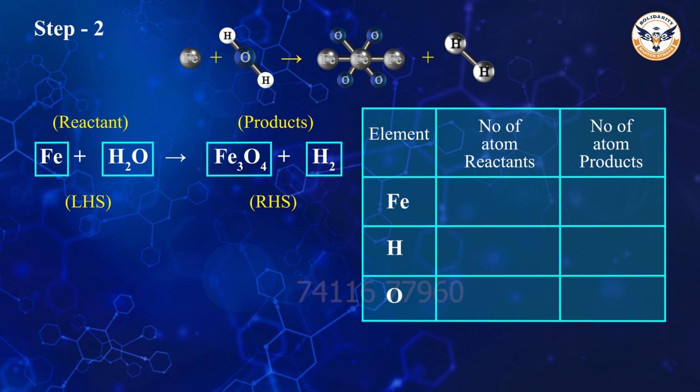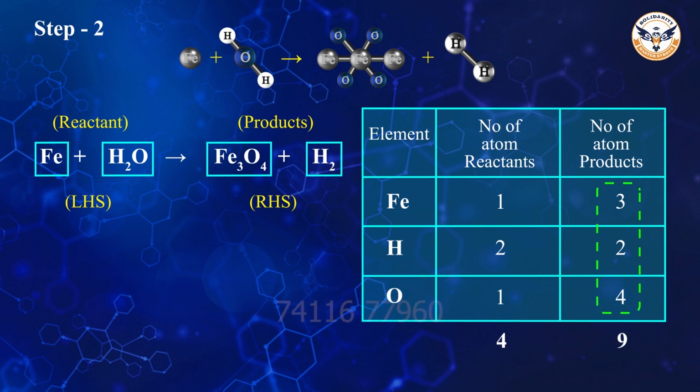First, we start with Fe. Fe on the reactant side is 1, whereas on the product side it is 3. Then let's go to hydrogen. Hydrogen on the reactant side is 2, and on the product side also it is 2. Then oxygen. Oxygen on the reactant side is 1, whereas on the product side it is 4. The sum of reactants is 4 and the sum of products is 9. So in short, we can say this is an unbalanced equation.